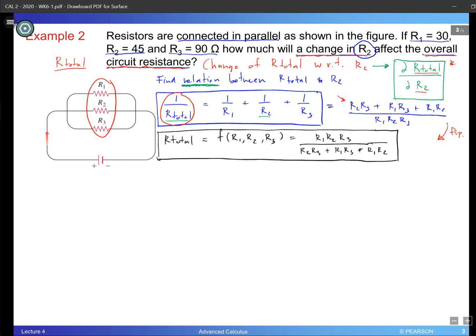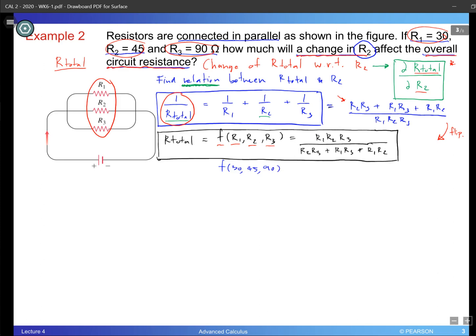The main form is this function of 3 inputs, R1, R2, R3. The first thing I'm going to do with this function form is to find the total resistance of this example. They give us this information: R1 equal to 30, R2 equal to 45, and R3 equal to 90. I am going to use them to find the total resistance, and we can find that by using this function. All we need to do is plug all these numbers into this formula.